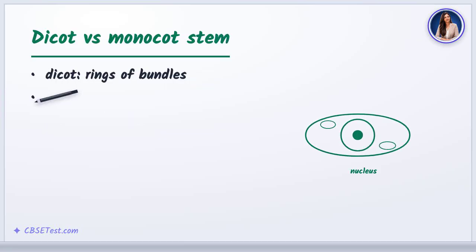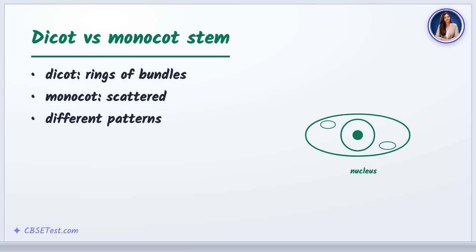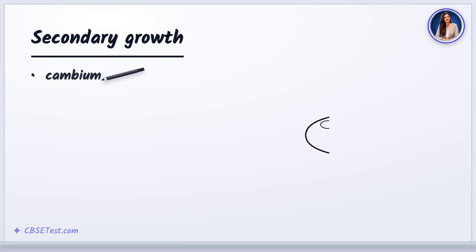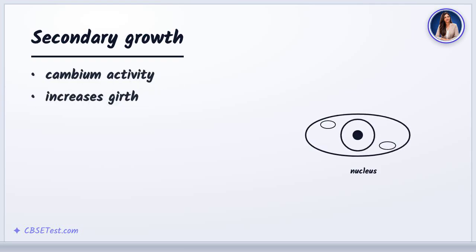In a dicot stem, the vascular bundles lie in a ring, while in a monocot stem they are scattered throughout the ground tissue. This is an easy way to tell them apart. In dicots, a cambium adds new cells, increasing the thickness of stems and roots. This secondary growth produces the wood and bark we see in trees.